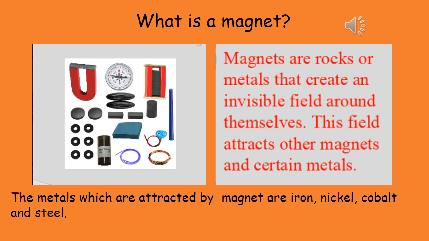What is a magnet? Magnets are rocks or metals that create an invisible field around themselves. This field attracts other magnets and certain metals. The metals which are attracted by a magnet are iron, nickel, cobalt and steel.